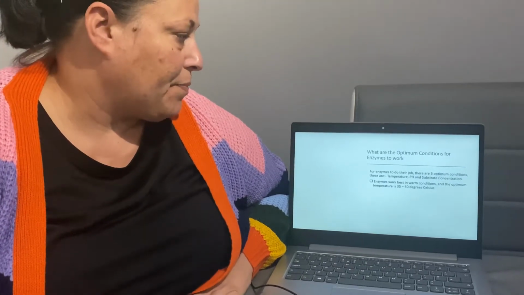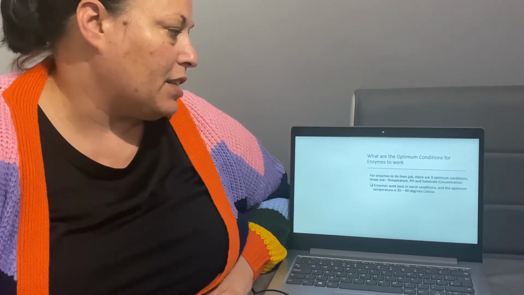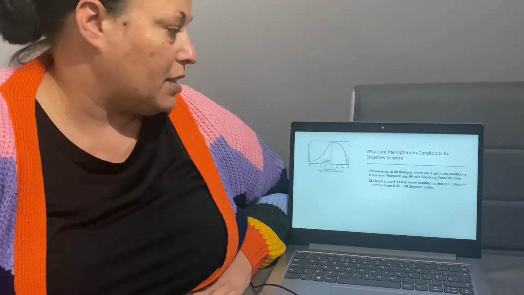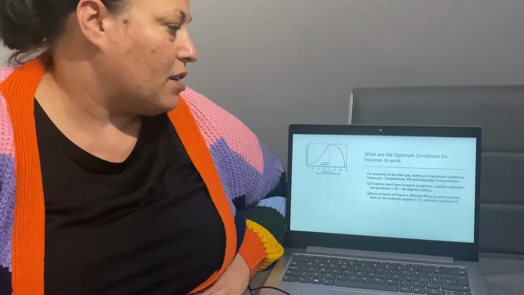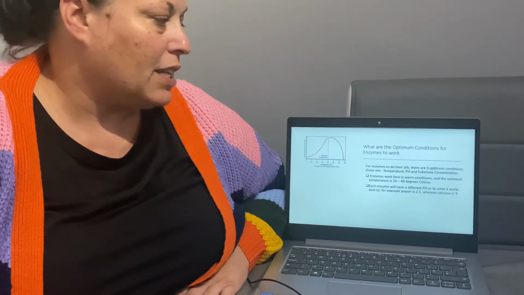What are the optimum conditions for enzymes to work? For enzymes to do their job, there are 3 optimum conditions. These are temperature, pH, and substrate concentration. Enzymes work best in warm conditions, and the optimum temperature is 35 to 40 degrees Celsius. Each enzyme will have a different pH at which it works best. For example, pepsin is 2.5, whereas catalase is 9.